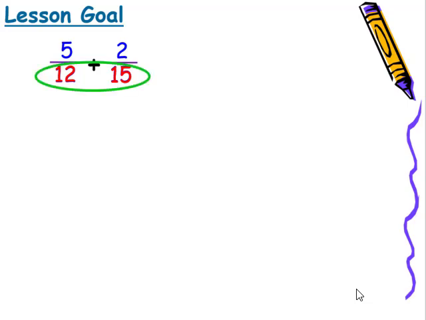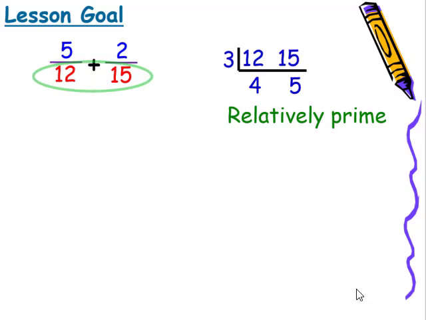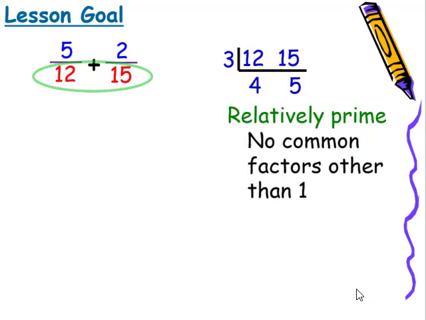In order to add fractions with unlike denominators, we are going to find the lowest common denominator. In this case, we're going to factor out a 3. 12 divided by 3 is 4, and 15 divided by 3 is 5. We can see that 4 and 5 are relatively prime. That means no common factors other than 1.